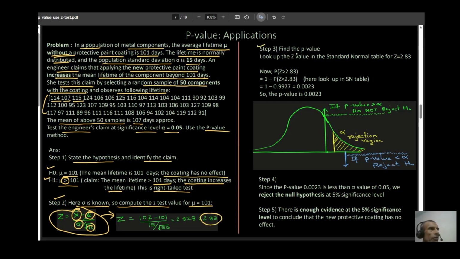Step 3, now find the corresponding p-value. So first you look up the z value in the standard normal table for z equal to 2.83. Now we know your probability of z greater than 2.83 is equal to 1 minus probability of z less than 2.83. And the reason I'm changing this expression to this is because this value I can find in the standard normal table. So finding the values over there, you come up with 0.0023. So the p-value is 0.0023.